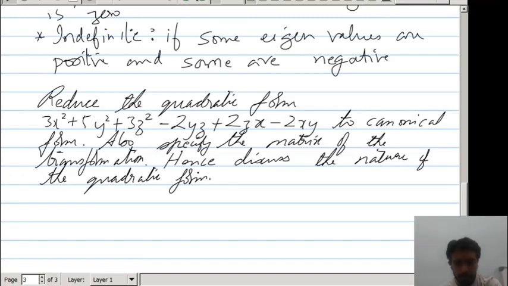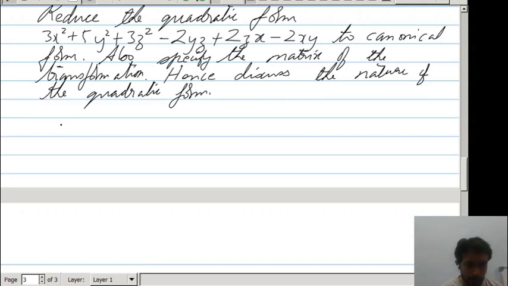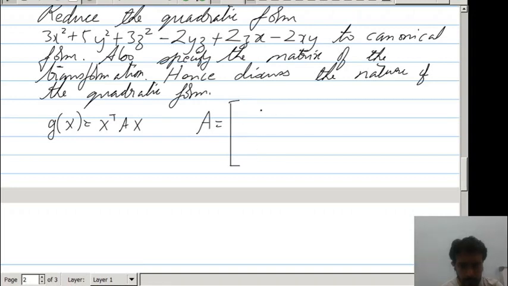So, to begin with, we construct the matrix of the quadratic form. Now, g of X equal to X transpose AX. Here A is given by, now the first row corresponds to X, second row corresponds to Y, third row corresponds to Z, first column corresponds to X, second column corresponds to Y, and the third column corresponds to Z. So, the coefficients of X squared, Y squared and Z squared come along the principal diagonal. So, we have 3, 5, 3 along the principal diagonal.